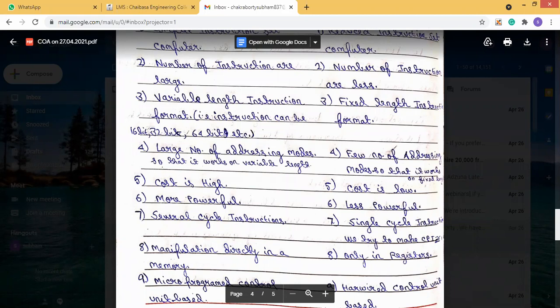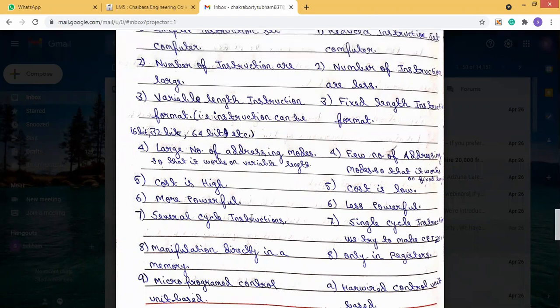But in CISC, there is no such constraint. Here, several cycle instructions can be used, so the clocks per instruction is much higher. But in case of RISC, there are single cycle instructions. Mainly in pipelining, we use single cycle instructions, so in RISC we try that our clocks per instruction becomes 1.